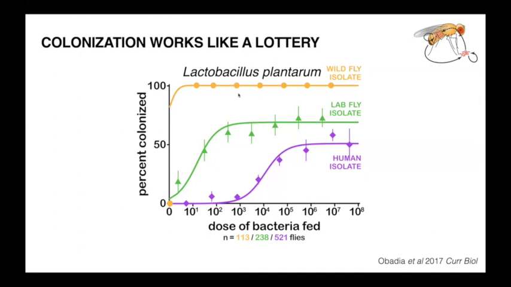If this was a lottery, you would not want to play it, because this lottery is rigged. In the human isolate, you only have a maximum chance of 50% of winning the lottery, even when you buy all the lottery tickets. So there is both stochasticity as well as determinism in these bacterial strains for their colonization. And so one of the things I'm not talking about today is that we're getting into the genetics of what genes are actually causing this specificity for the host.